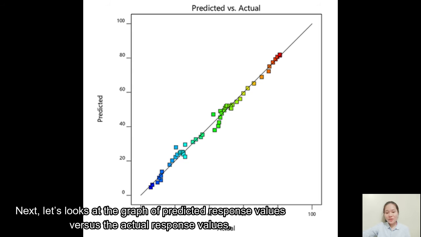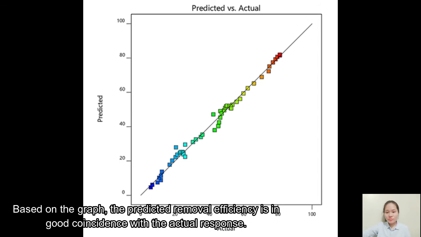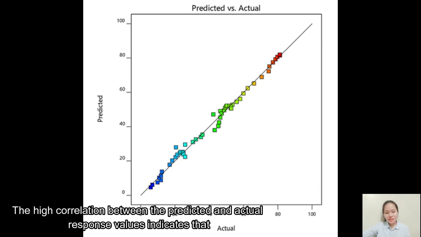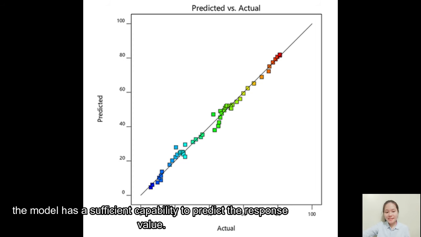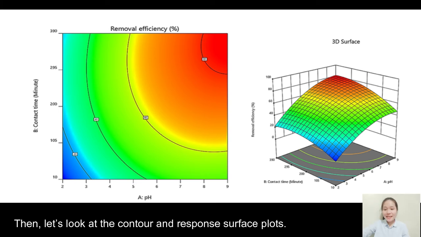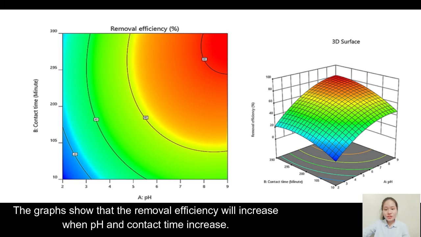Next, let's look at the graph of predicted response value versus the actual response value. Based on the graph, the predicted removal efficiency is in good coincidence with the actual response. The high correlation between the predicted and actual response value indicates that the model has a sufficient capability to predict the response values. Then, let's look at the contour and response surface plots. The graphs show that the removal efficiency will increase when pH and contact time increase.